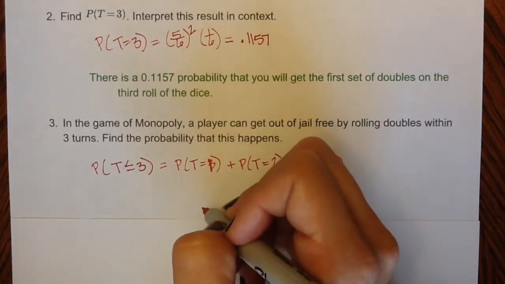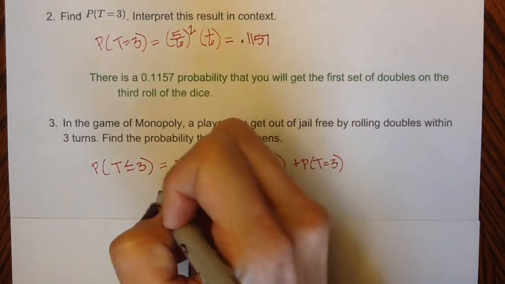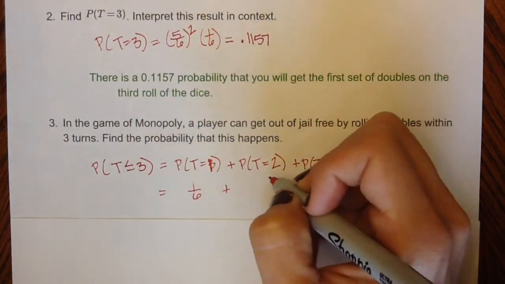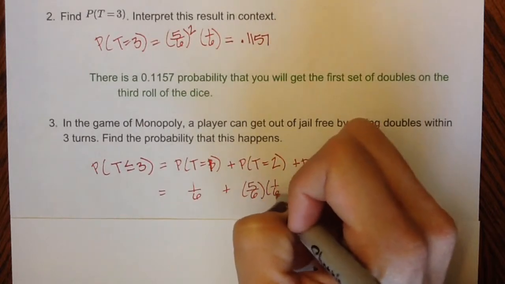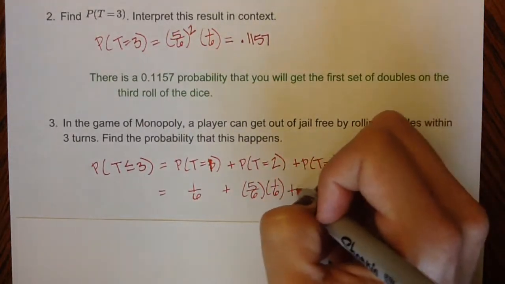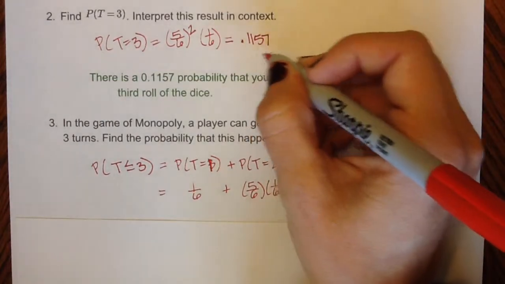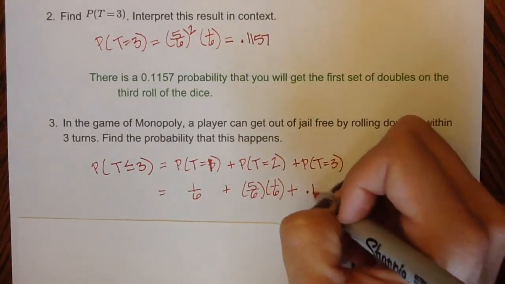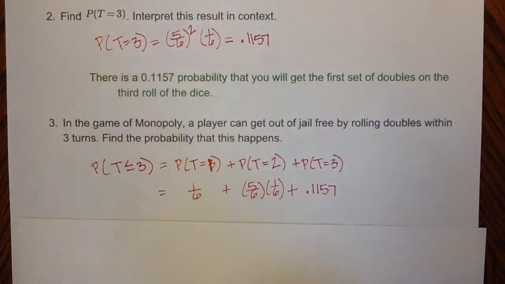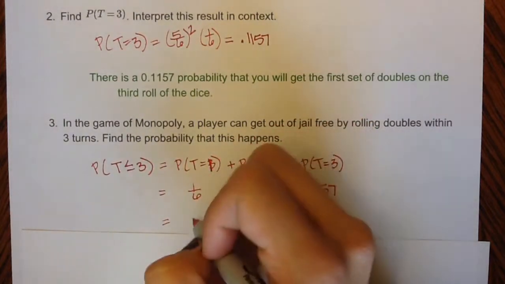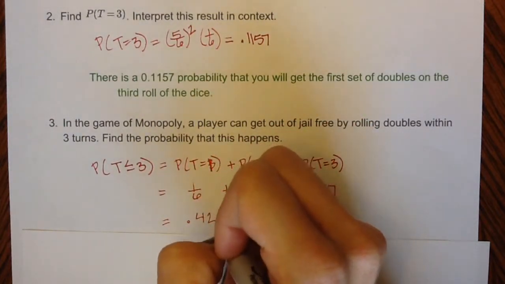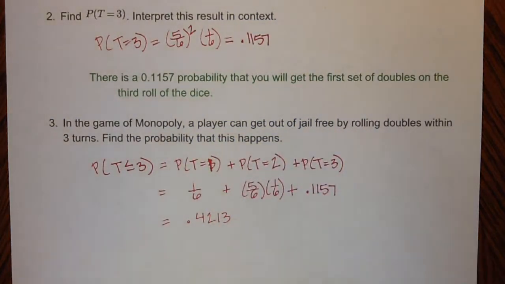Happening on the first roll means on our first roll we have a success, so that would be 1 out of 6. Happening on the second roll, that means we failed the first time and then succeeded the second time. Or it happens on the third roll, which we already know is 0.1157. So then adding those up, we get 0.4213. So you have about a 42% chance of rolling doubles within your first 3 rolls.